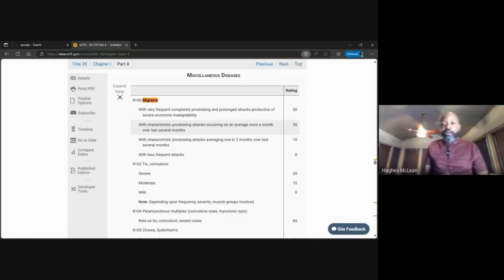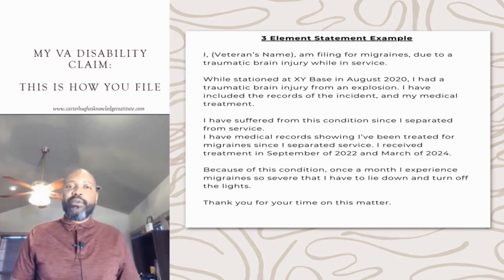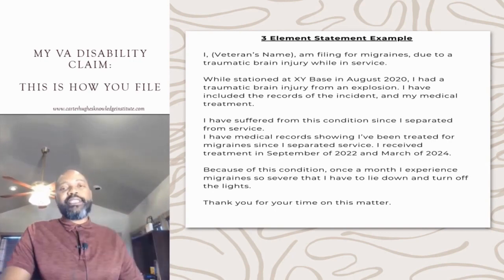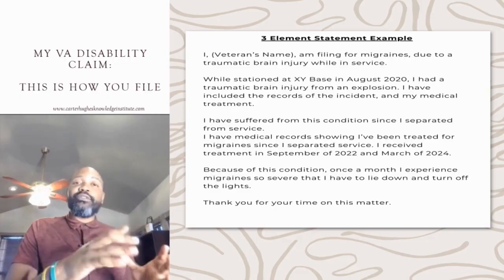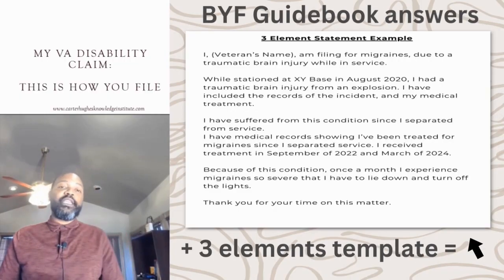So at this point, we put this language onto the 3-element statement, for whatever symptoms we are experiencing. That's all this is. Have these symptoms, get this rating. So we take this language, put it into the statement, and then we send that up to the VA. Okay, so here we go. This is the 3-element statement that we pulled. We used that guidebook to get the answers to the questions, took those answers, put them on the template, and then from the template, this is what we get.